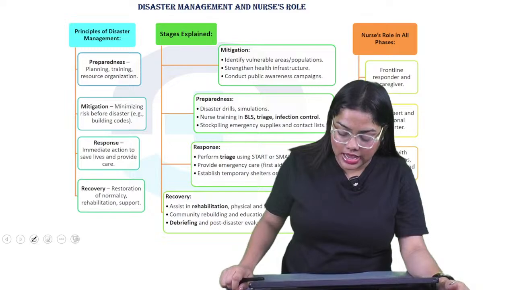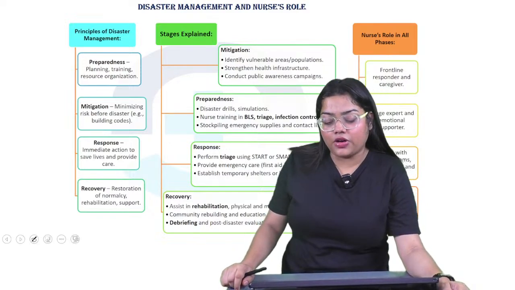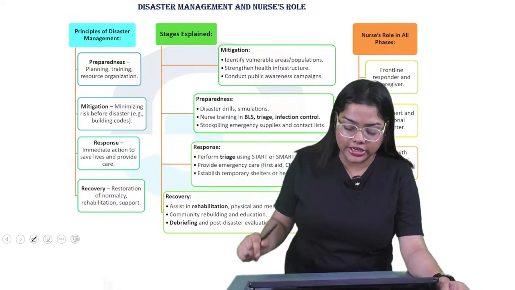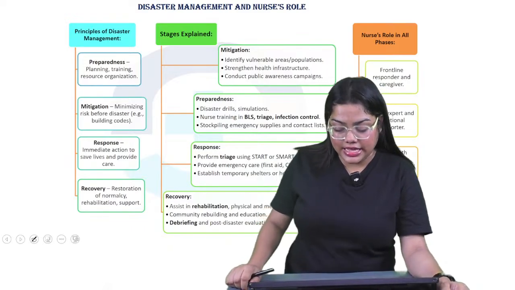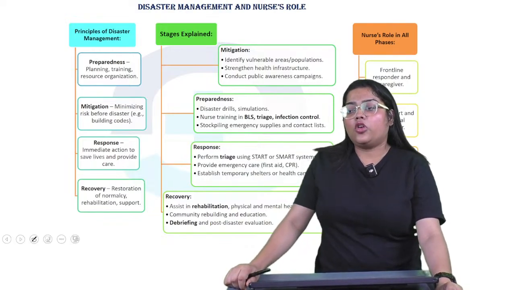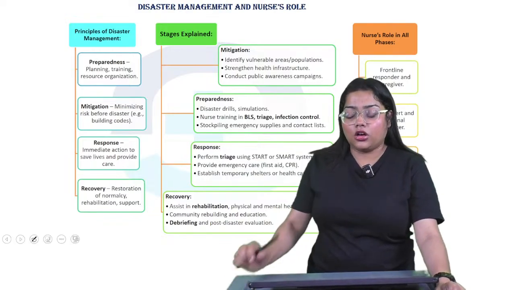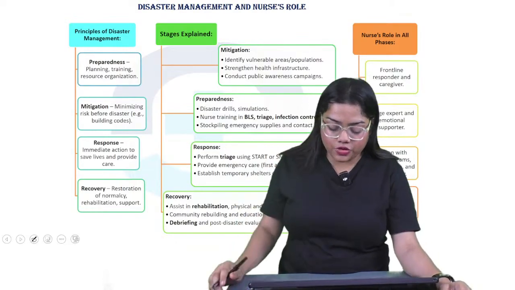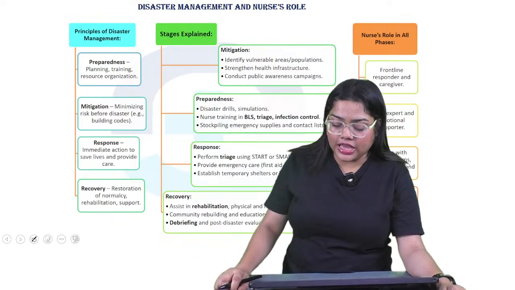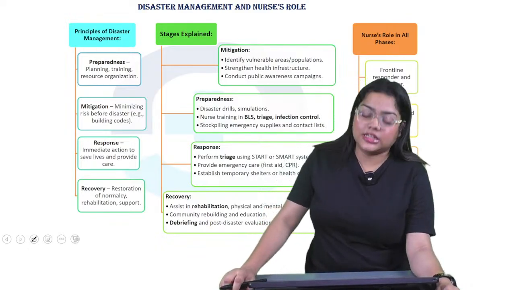In the mitigation, as a nurse we have to identify the vulnerable areas and the population where the disaster will hit hardest. Then strengthen the health infrastructure, like informing the PHC, UHC, or the NGOs to give support along with the government. Then conduct public awareness campaigns regarding the disaster.